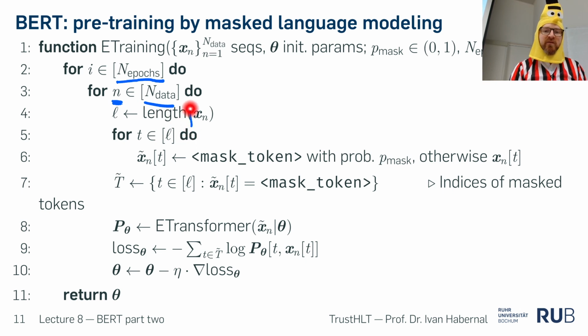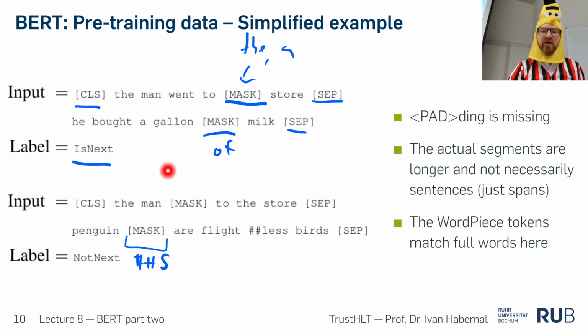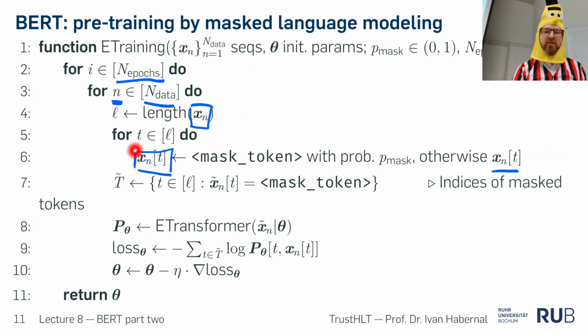So xn will be the training example at the moment. We have a training example, which is two sentences, two segments. And then we do this: what is this, x tilde at position t? Basically, we're masking the token at position t with some probability, otherwise we keep it. So this is the masked input, where we decided on each word whether we're going to mask it, like here, or just keep it. So now this x tilde is the masked input.